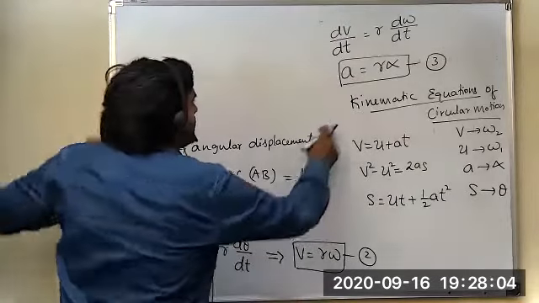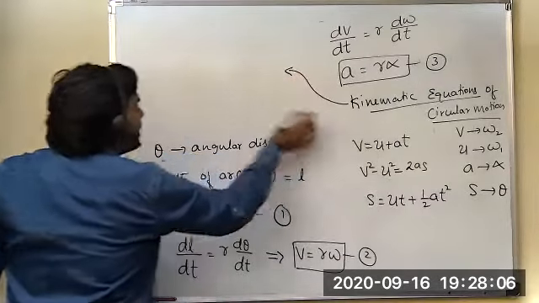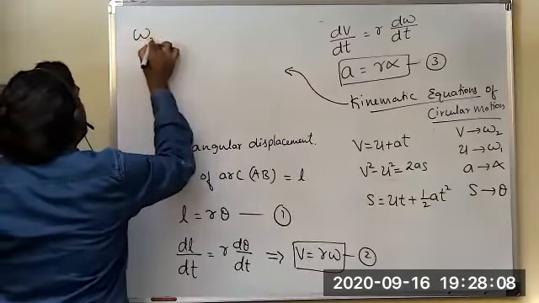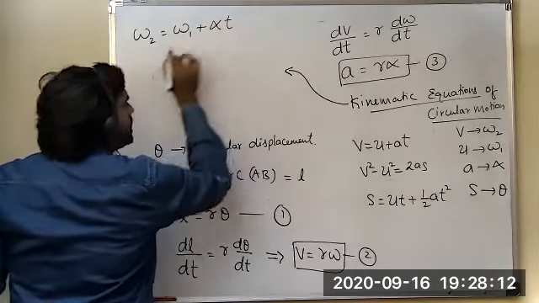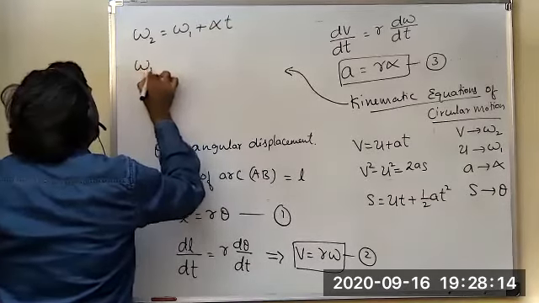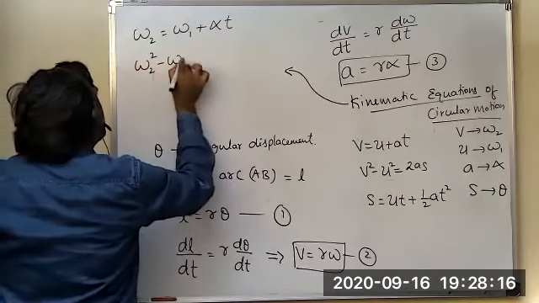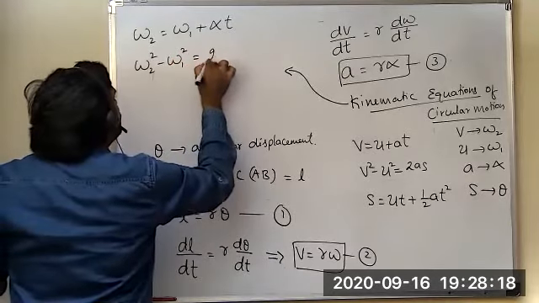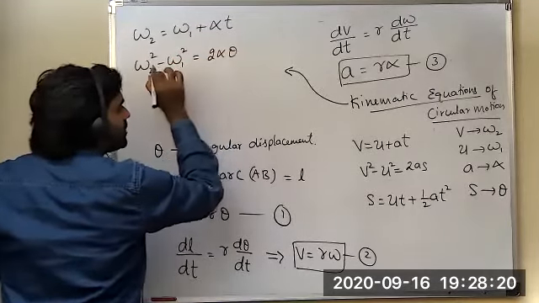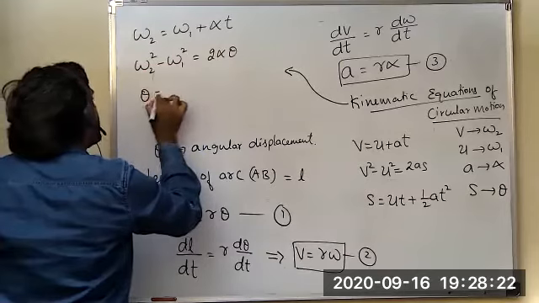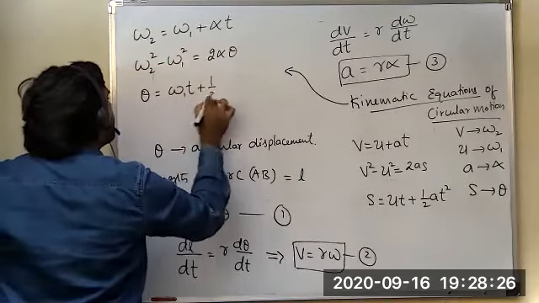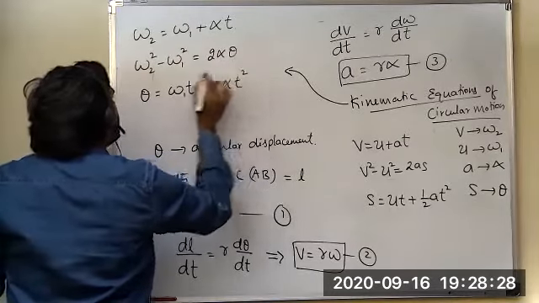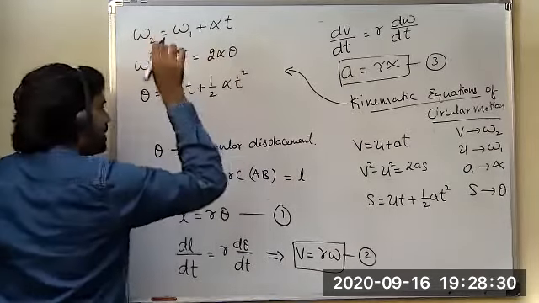So now the general equations of kinematics of circular motion can be written as follows. Omega 2 is equal to omega 1 plus alpha t. This is one equation. And next, omega 2 square minus omega 1 square is equal to 2 alpha theta. This is the second equation. And next, theta is equal to, students, omega 1 t plus half alpha t square. This is another equation.